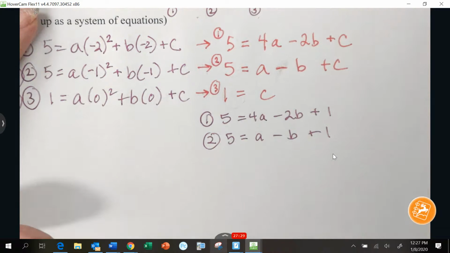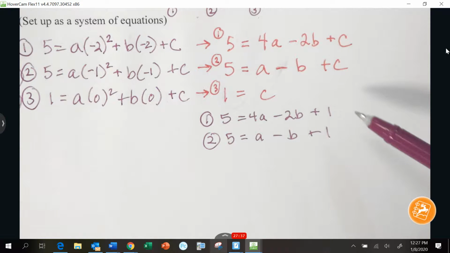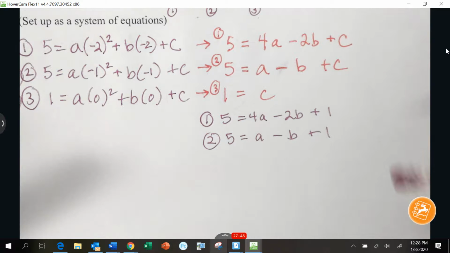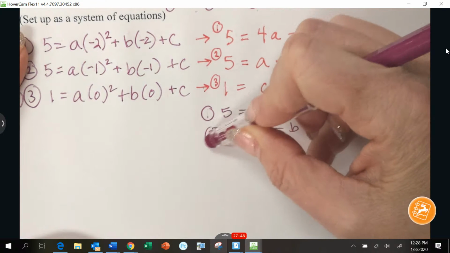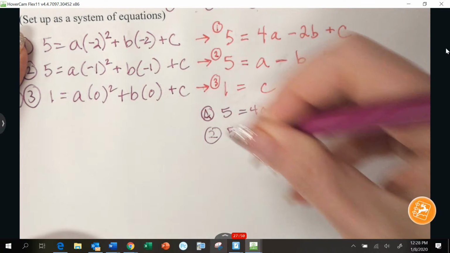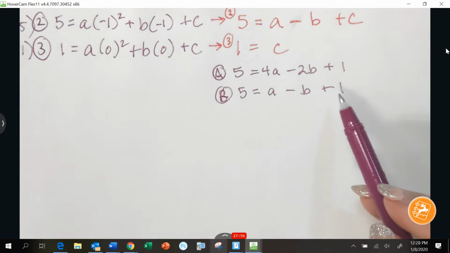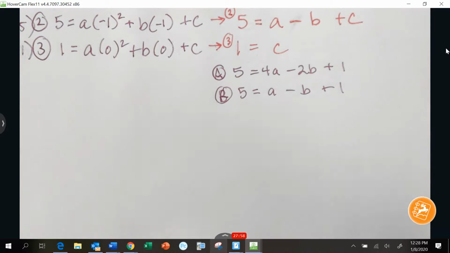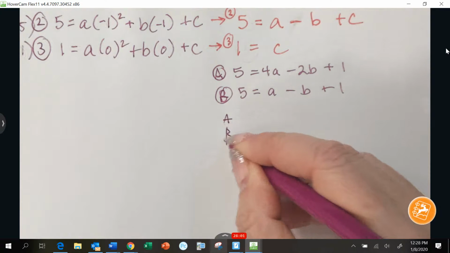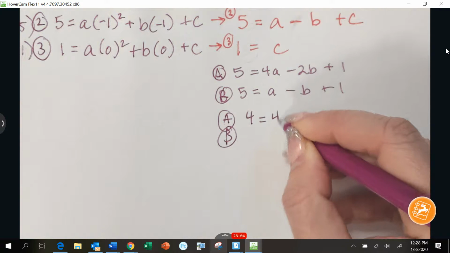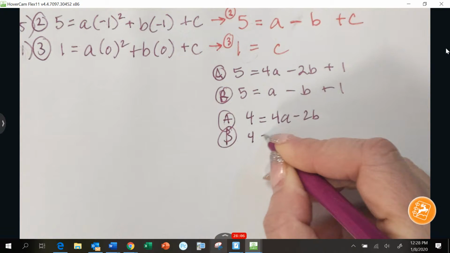So we have eliminated one of the variables, and we've gotten down to 2 equations with 2 variables. By the way, this would be like my a and my b equations. I called them 1 and 2 because that's what I was plugging them into. I don't like this plus 1 over here and the 5's over here, so I'm just going to rewrite these. 4 equals 4a minus 2b, and 4 equals a minus b.